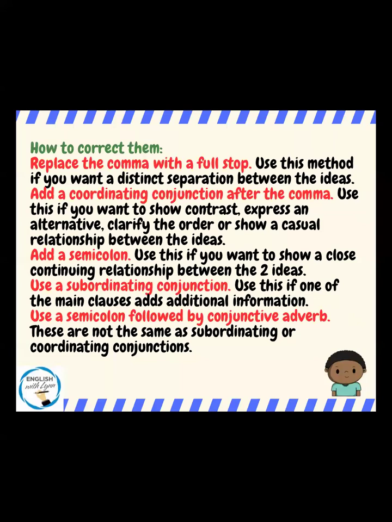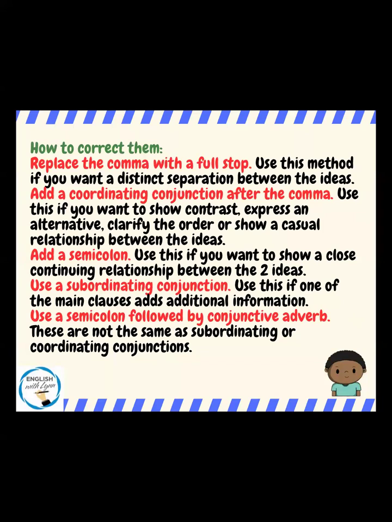The other way that you could correct these types of sentences, add in a semicolon. Okay, so if you've got a run-on sentence, put a semicolon between the two main clauses. If you have the comma splice, use a semicolon instead of the comma. And you would only do this if you are showing a close relationship between the two ideas.